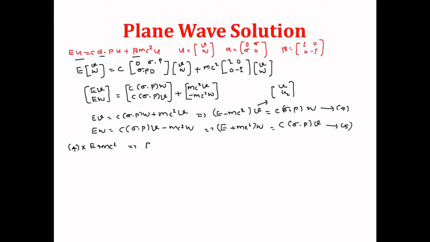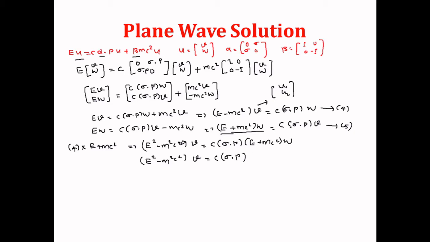So we will get the first term becomes E square minus m square c raised to 4 into V equal to C into sigma dot P into E plus mc square into W. Okay, now you can use equation 5 to substitute this E plus mc square into W. So you will get E square minus m square c raised to 4 into V equal to C sigma dot P into, for E plus mc square into W we can use C into sigma dot P into V. So you will get C into sigma dot P into V.